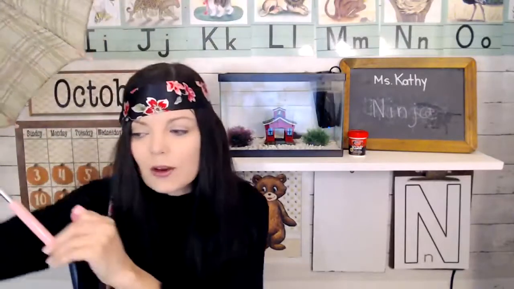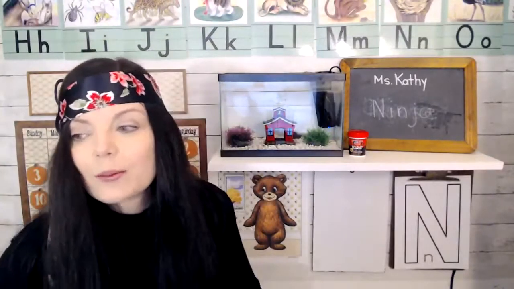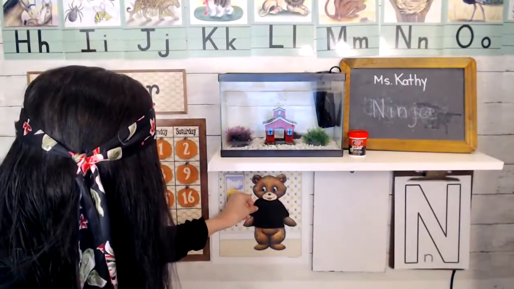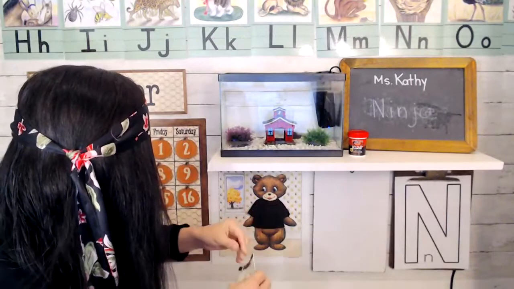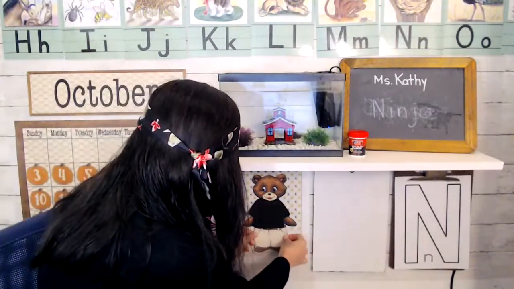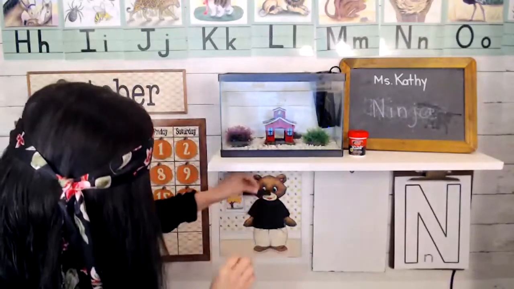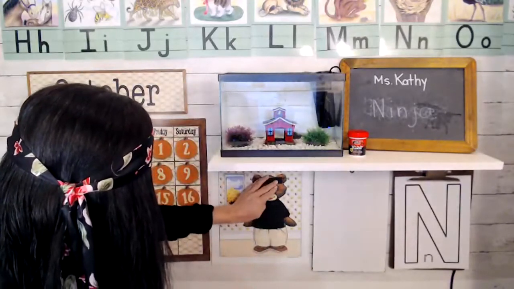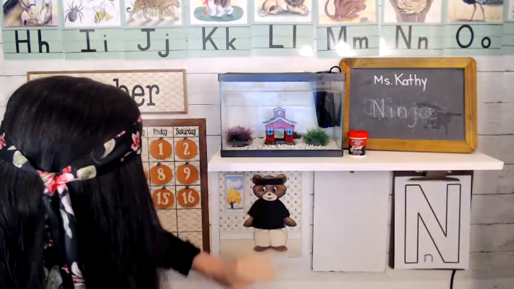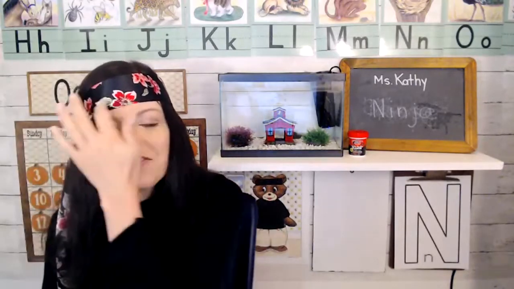Well, let's dress Weather Bear. And I think Weather Bear wants to be a ninja today too. So let's put on a black t-shirt onto Weather Bear and some pants and shoes. And we'll also put on a headband. So Weather Bear, you look so cute, like a ninja.